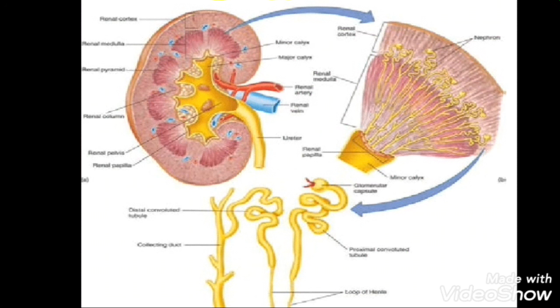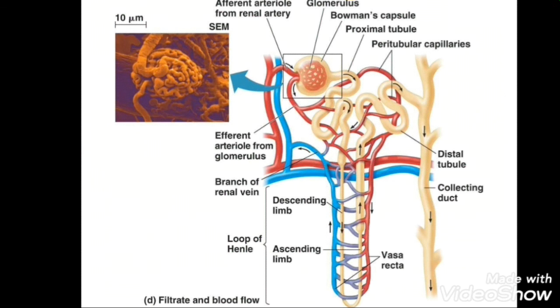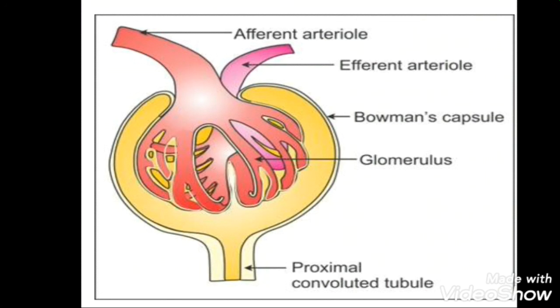The renal corpuscle is otherwise known as the Malpighian corpuscle. It is named after the scientist Malpighi, to honor the scientist. The renal corpuscle consists of a cup-shaped structure called Bowman's capsule containing a bunch of capillaries called the glomerulus. Blood enters the glomerular capillaries through afferent arterioles. Afferent arterioles bring in blood and the blood leaves out through efferent arterioles.